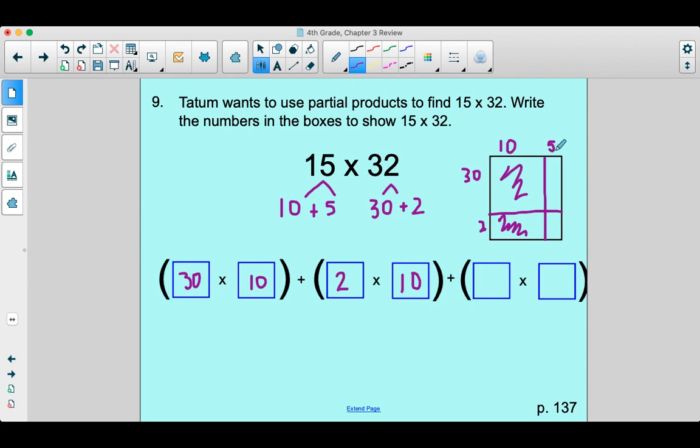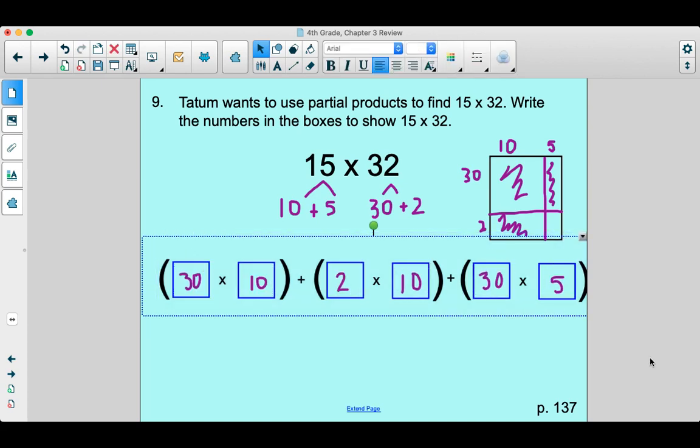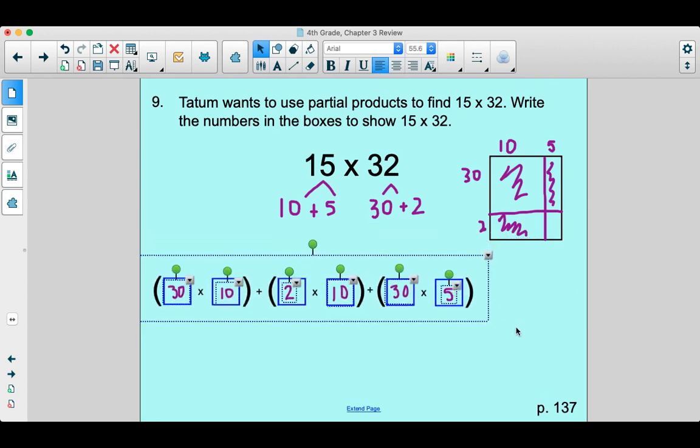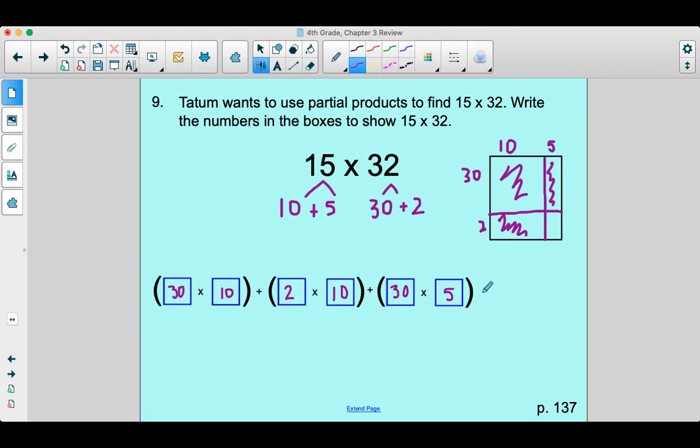And now let's do 30 times 5. Did you guys just notice something? I did. I need to make some more because we still have another partial product left to go, right? We also need to add this piece. We can't leave that one out. So plus 2 times 5. Now you should have had that in your book. Your book was all set up with that correctly. I just forgot mine.